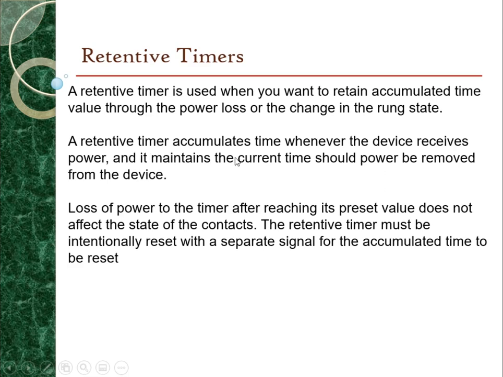The retentive timer accumulates time whenever the device receives power, and it maintains the current time should power be removed from the device. So if you turn off the trigger input to the timer, it will still keep counting the time. Loss of power to the timer after reaching its preset value does not affect the state of the contact. So the retentive timer must be intentionally reset with a separate signal for the accumulated time to be reset. If you want to reset the retentive timer, you must supply the input to the reset port of that retentive timer. I will show you in detail in the simulation.